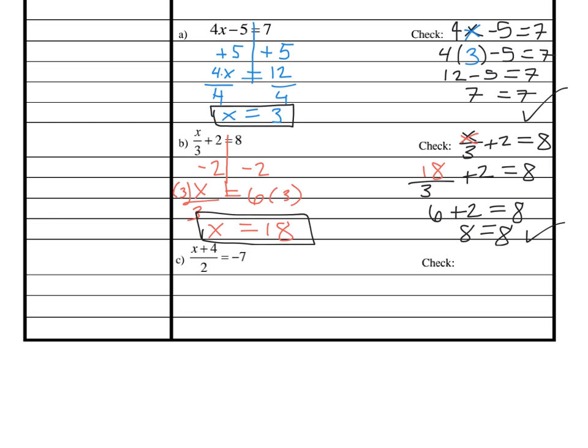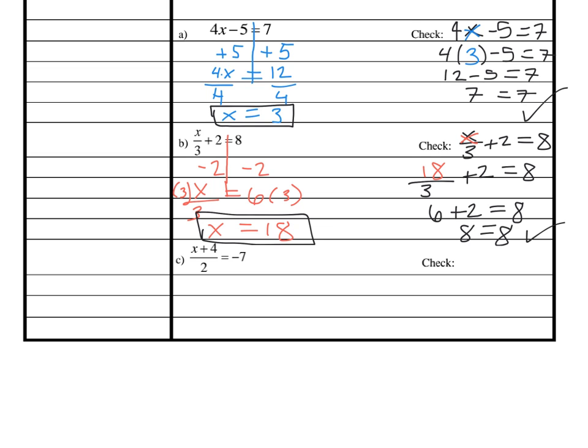x equals 18. Let's say that instead you got a statement that was not true, like 6 equals 8. That would mean you just need to go back and try it again and see if you get a different answer and then check that one. So you should be getting true statements here.